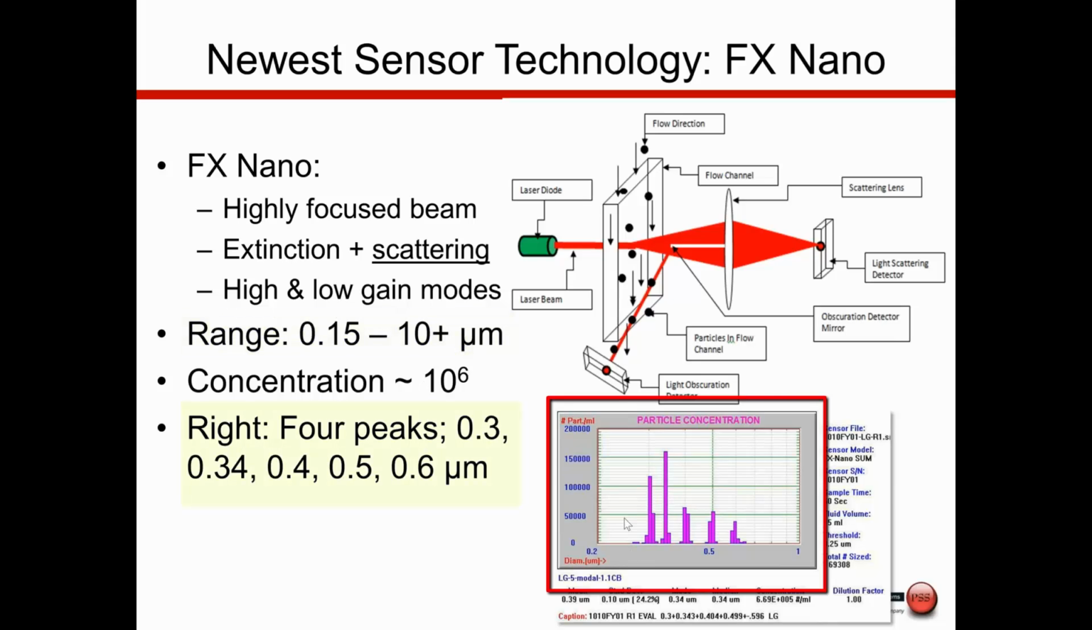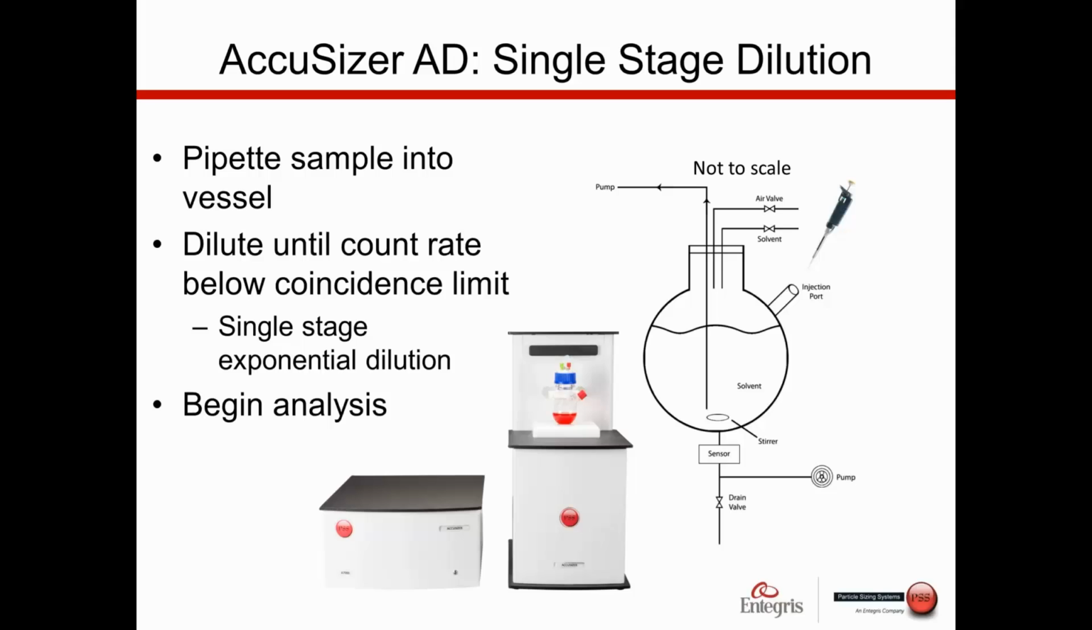The data you see in the lower right is just showing it's still a very high resolution technique, just our ability to resolve 4 different peaks using the FX Nano sensor. So those are the three sensors that we use both in the laboratory systems and online.